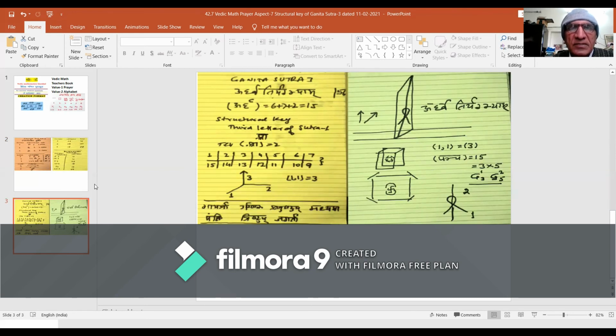Now, let us revisit the text of Ganita Sutra 3 and the structural features and formats. In this context, it would be relevant to take note that we have 7 chhand: Gayatri, Ushnik, Anushtup, Brihati, Pankti, Trishtup, and Jagati. These in sequential organization are having values 1, 2, 3, 4, 5, 6, 7.